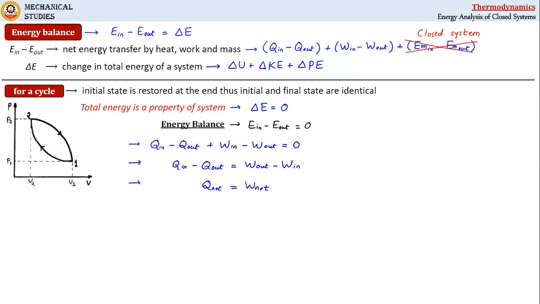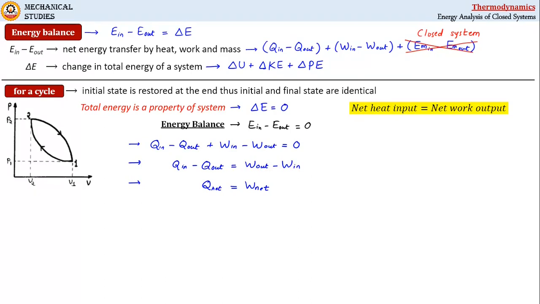Now remember here, very important point, this Q net represents net heat input provided to the system, and that is written as Q in minus Q out. That means heat supplied minus heat rejected. On the other side, this W net represents net work output delivered or produced by the system, which is actually W out minus W in. So that is a net work produced. That is work produced minus work consumed here.